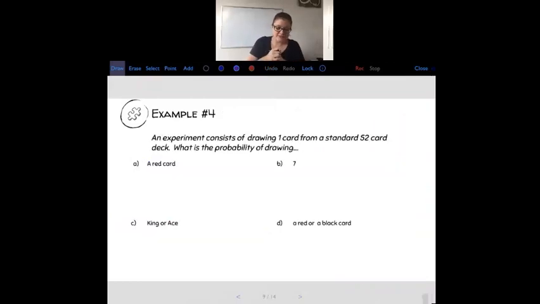So an experiment consists of drawing one card from a standard 52 card deck. What is the probability of drawing a red card? So with these card problems, if you're drawing one card from a standard 52 card deck, there's always 52 possible outcomes, okay? Because that's the total number of possible results, as you could have any of those 52.